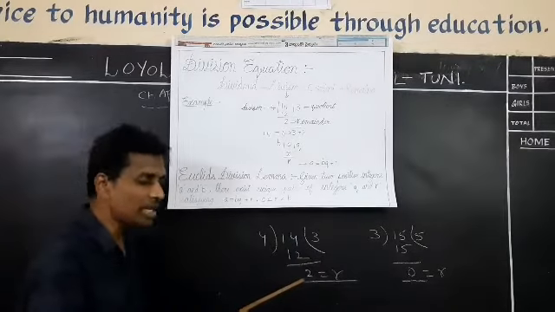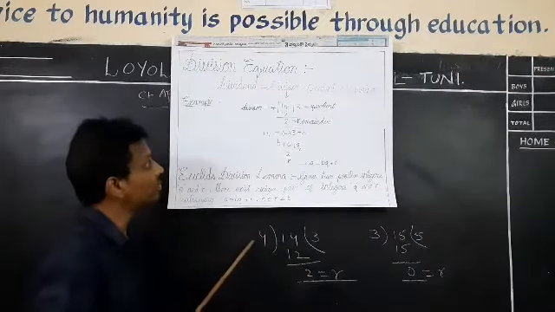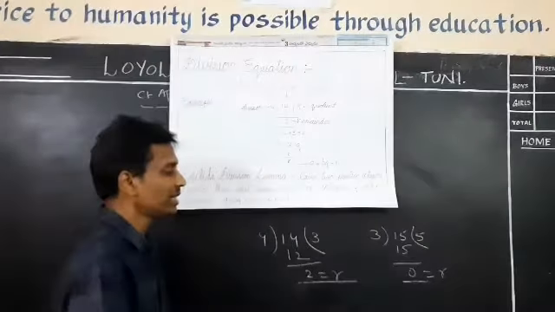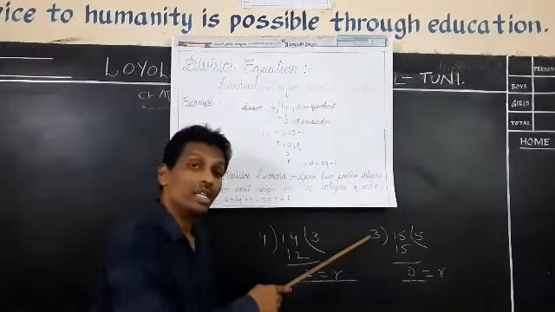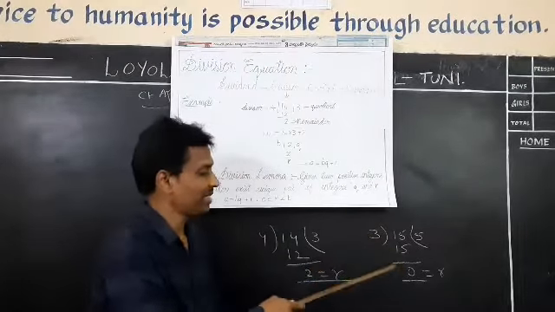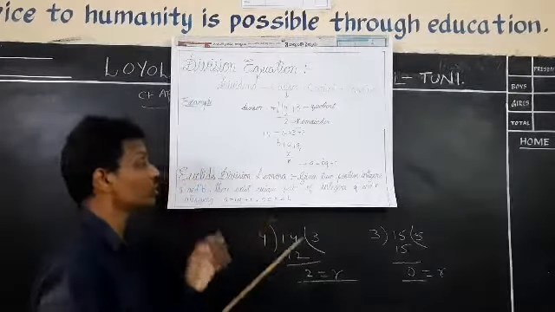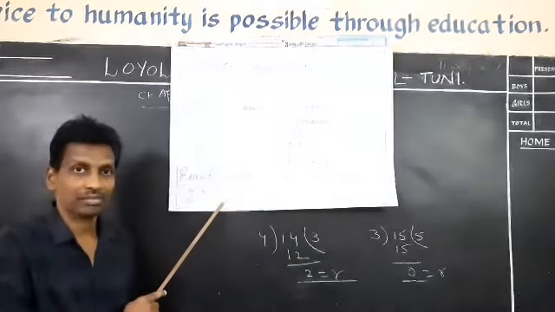Here what is the remainder? 2. What is the divisor? 4. Is 2 less than 4 or not? In this example, what is the remainder? 0. What is the divisor? 3. Is 0 less than 3 or not? Yes, the condition should be applicable in this equation.